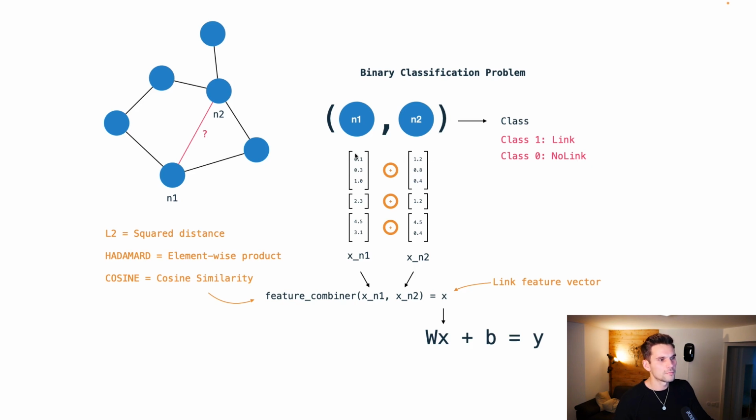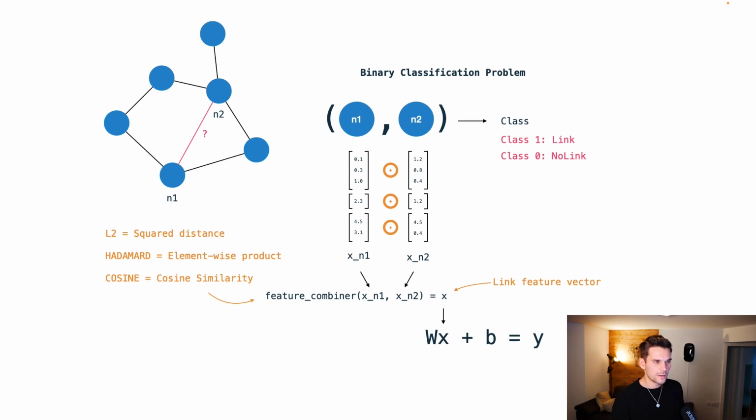So what we do is we take the two feature vectors of each of the nodes and we combine them into a final link vector, which in turn will be the input to our model. So this feature vector X is specific to node N1 and N2. Both of them are combined.